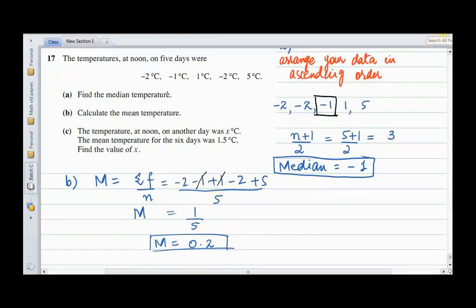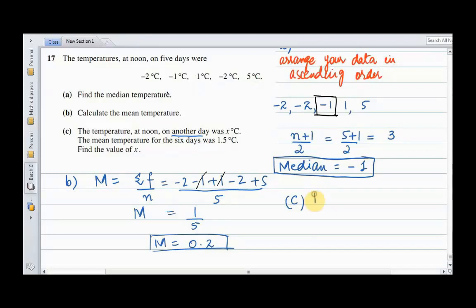Now in the last part, part C, the temperature at noon on another day was x degrees. Another means now it is talking about the 6th day, because the data of 5 days is already known. So now it is talking about the data of the 6th day. The mean temperature for the 6 days was 1.5. Find the value of x.